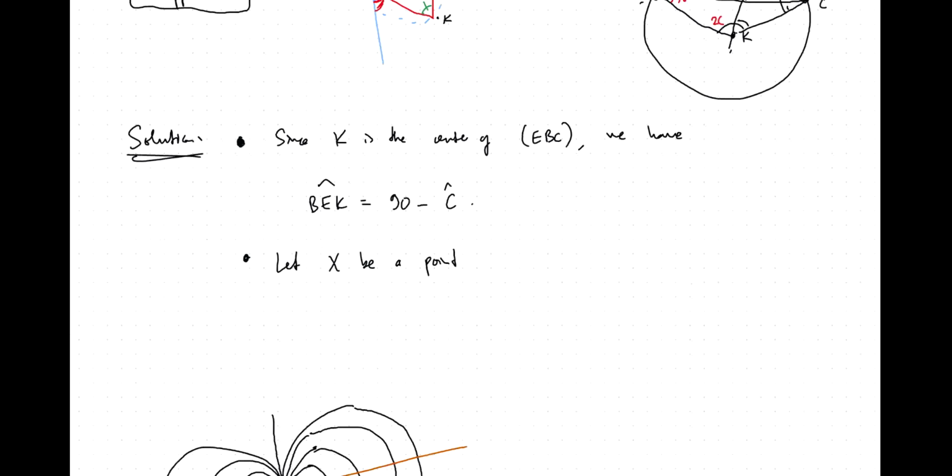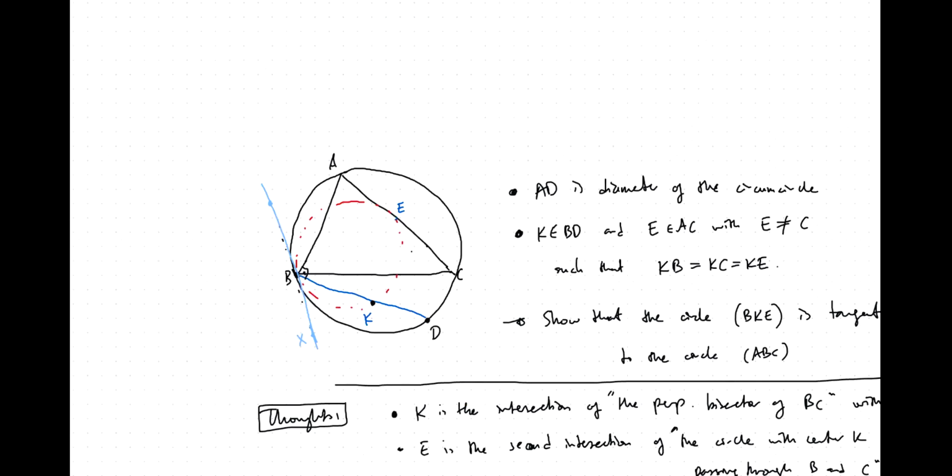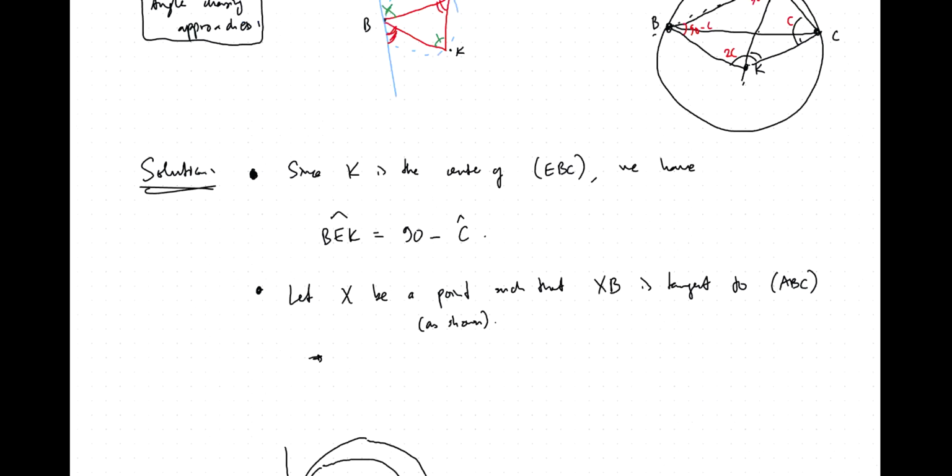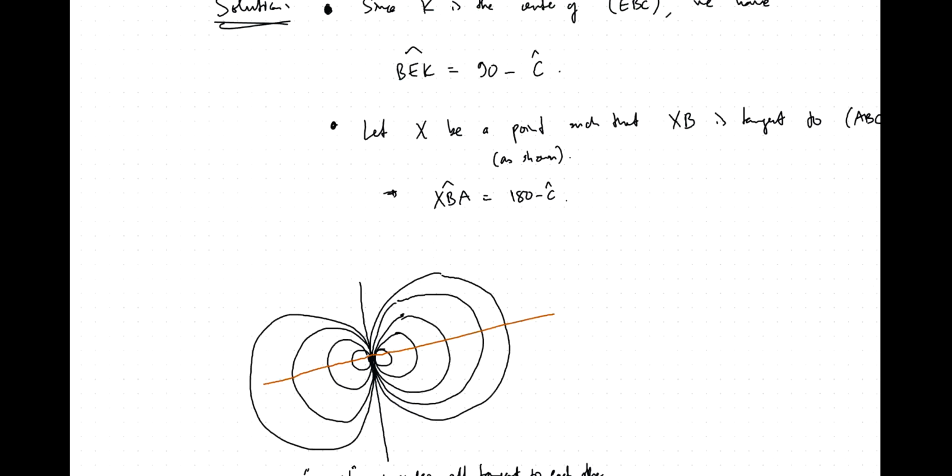Let X be a point such that XB is tangent to ABC. This is a point as shown. From this, what I know is angle XBA is 180 minus C. Angle XBA is 180 minus C. So let's move this guy from here.